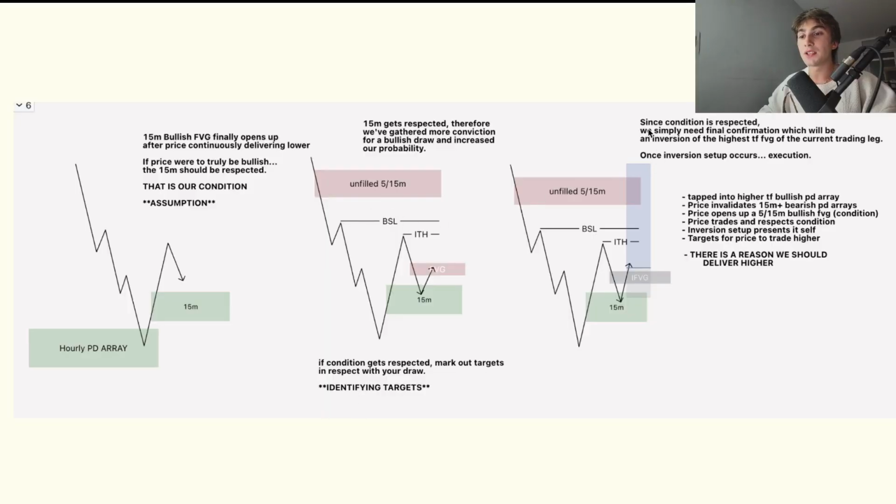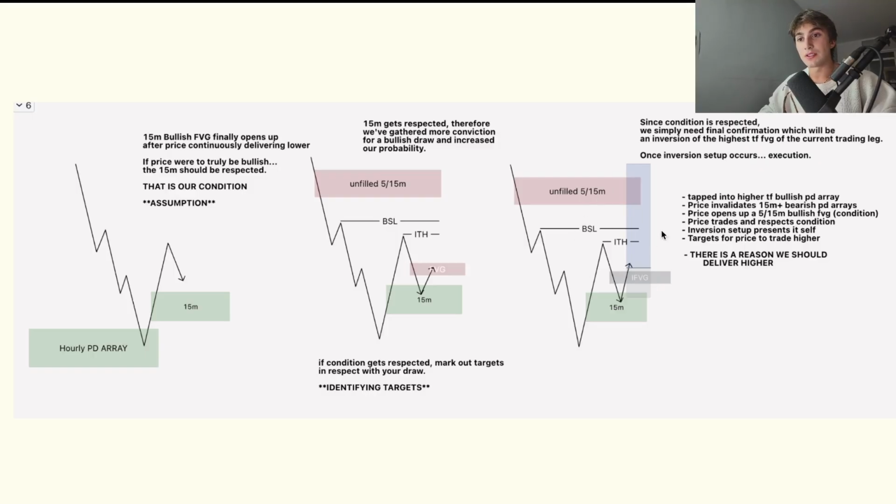Cool. Since condition is respected, we simply need final confirmation, which will be an inversion of the highest time frame fair value gap of the current trading leg. Once inversion setup occurs, execution. So since this condition is respected, we're respecting this 15-minute, we want final confirmation, which will be an inversion of the highest time frame bearish fair value gap in this leg that traded into this 15-minute. Once that gets inversed, execution.